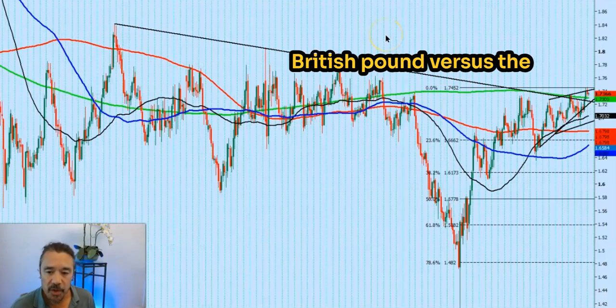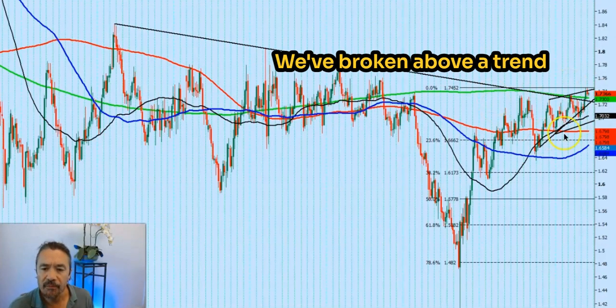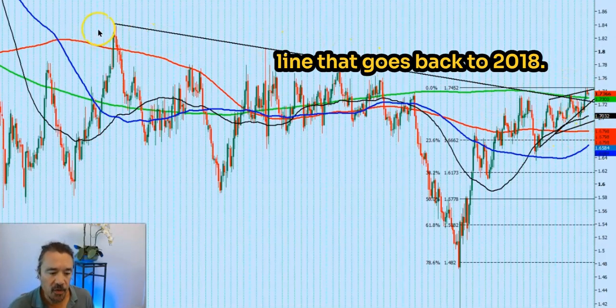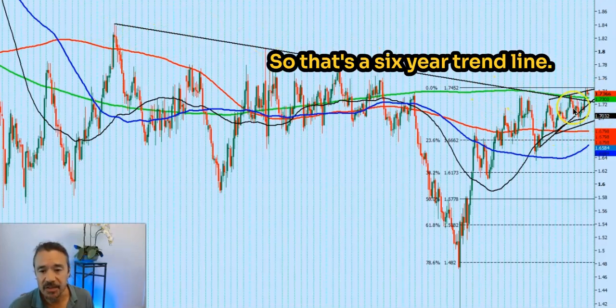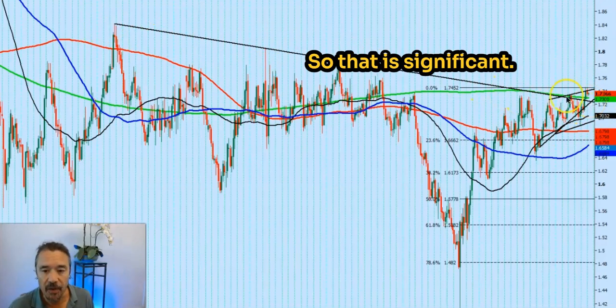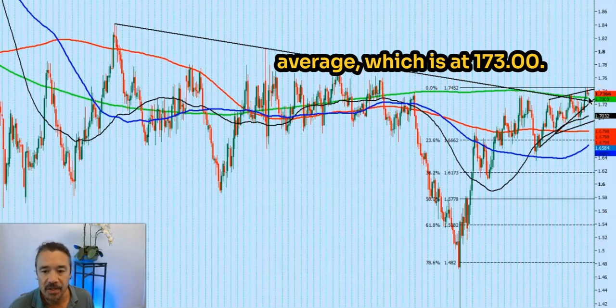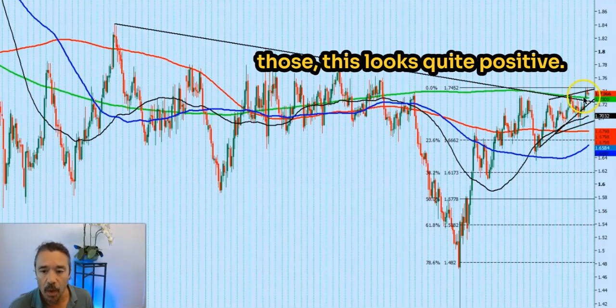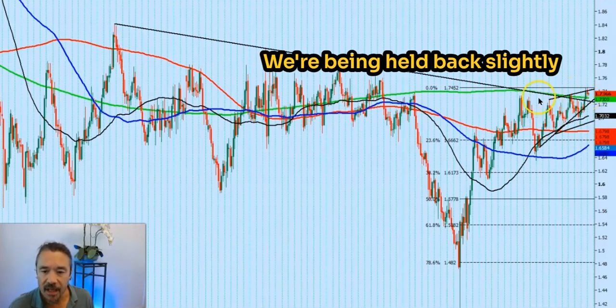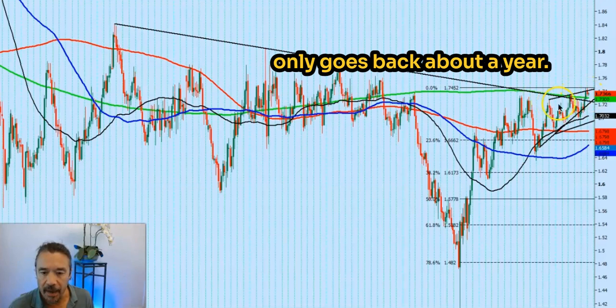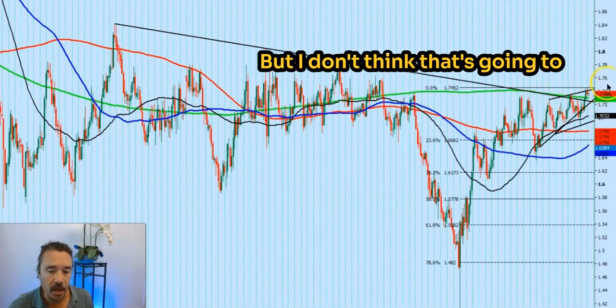I wanted to show you the British pound versus the Canadian dollar chart. We've broken above a trend line that goes back to 2018. So that's a 6-year trend line. So that really is significant. We've broken above the 500-week moving average, which is at 173.00. So having beaten both of those, this looks quite positive. We're being held back slightly by this little trend line that only goes back about a year, but I don't think that's going to hold for long.